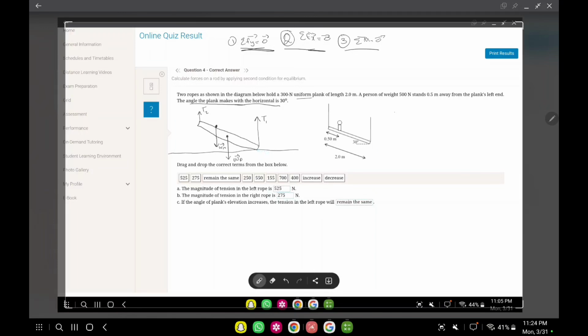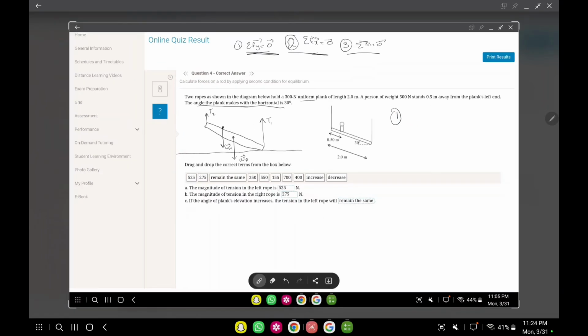Anyways, so we've now resolved all our forces. We know it's an equilibrium, so we know the three cases. You just do summation, you do sigma, and we just start solving. So let's start. First step, sigma Fy is equal to 0.